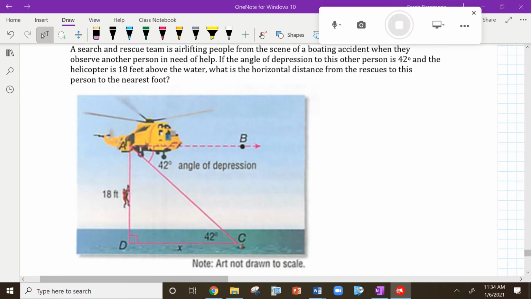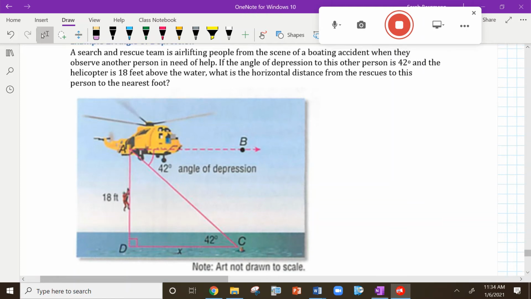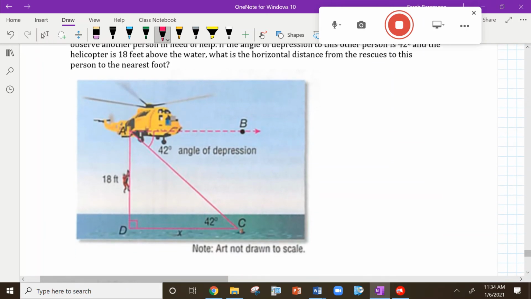So what's nice about this problem is that they already gave us an image to look off of. And something that I need to point out to you is that the angle of depression, since it's created with this horizontal line and the other horizontal line in the triangle would be parallel to it, this angle inside the triangle is going to always be congruent to the angle of depression, because they are alternate interior angles with parallel lines. So that's how that 42 degrees was placed inside the triangle.